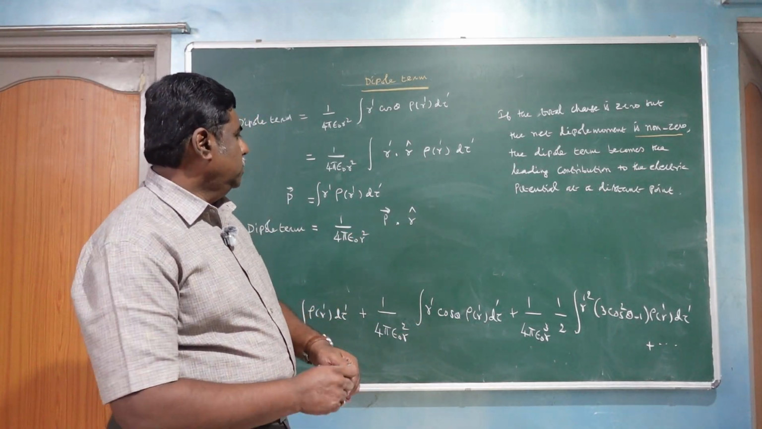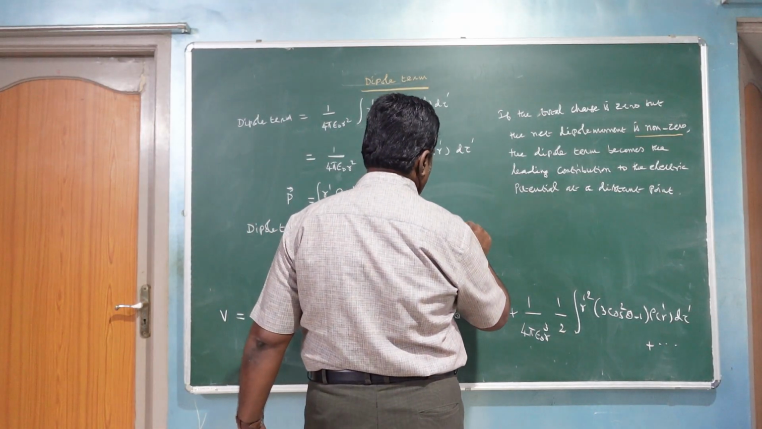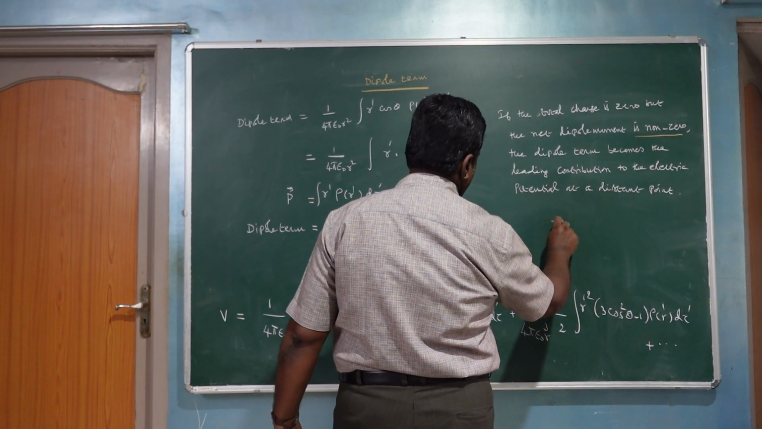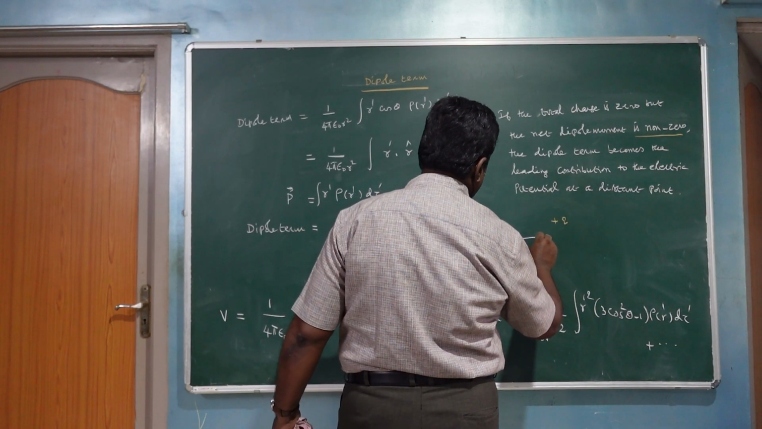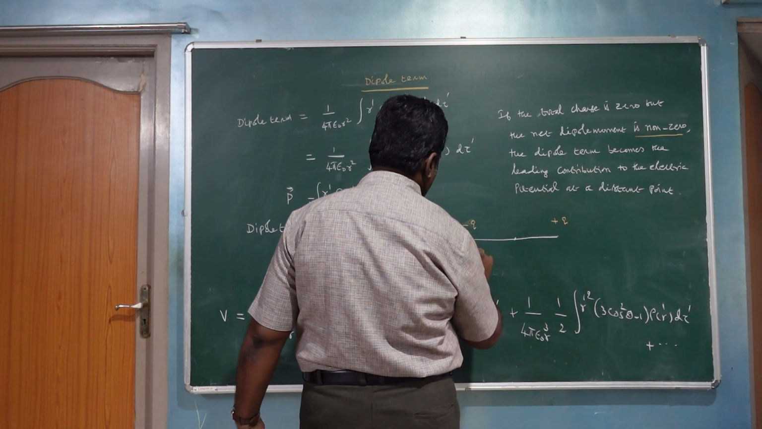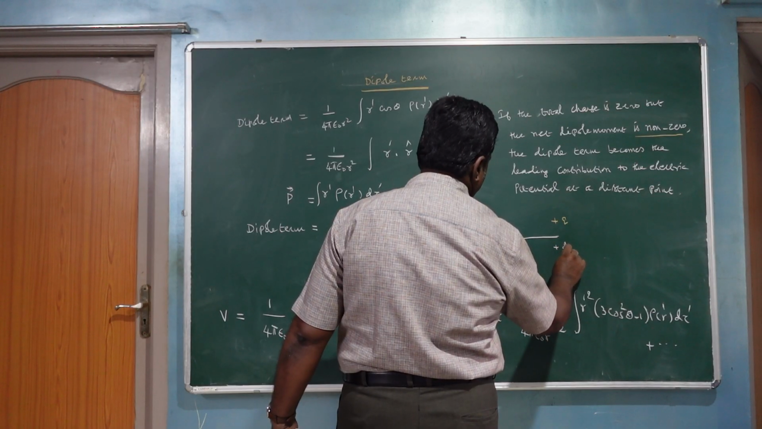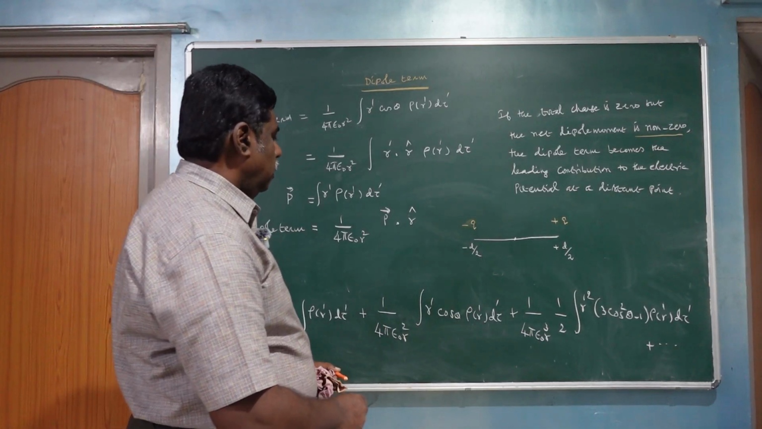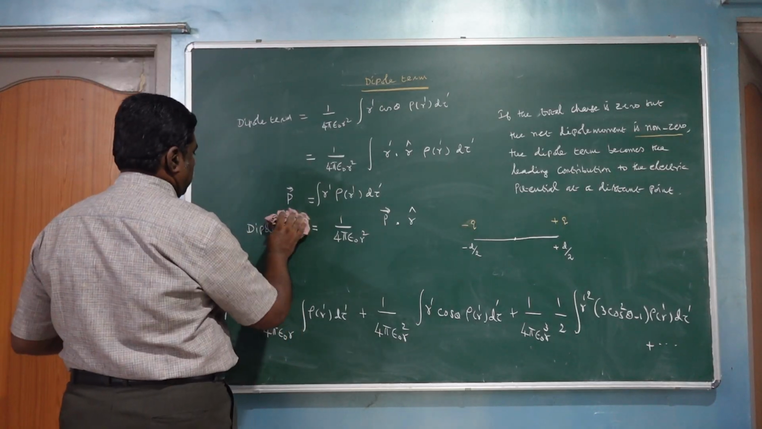To understand more about this, consider a simple example. Two charges, minus q and plus q, are symmetrically placed about the origin. Minus q is at a distance of minus d by 2, plus q is at a distance of plus d by 2. You know the value of the dipole moment.